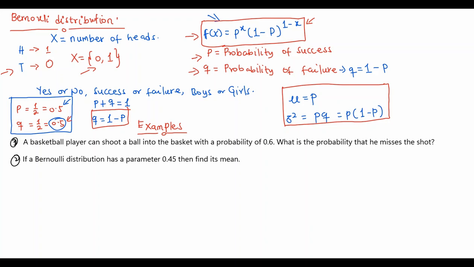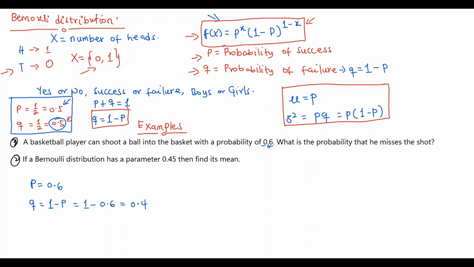The question says he can shoot a ball into the basket with a probability of 0.6. That means the probability of success, which is p, is equal to 0.6. The question is asking what is the probability that he misses the shot, which is q. We know that q is equal to 1 minus p, which is 1 minus 0.6, and this will be equal to 0.4.